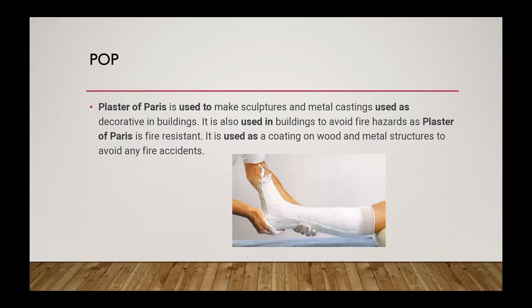It is also used in buildings to avoid fire hazards, as plaster of Paris is fire resistant, right? It means it works like a fire extinguisher. It is used as a coating on wood and metal structures to avoid any fire accident. Once you coat a fire-prone area, we may avoid more destruction, right?